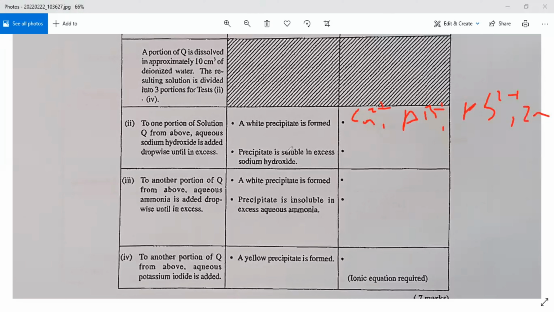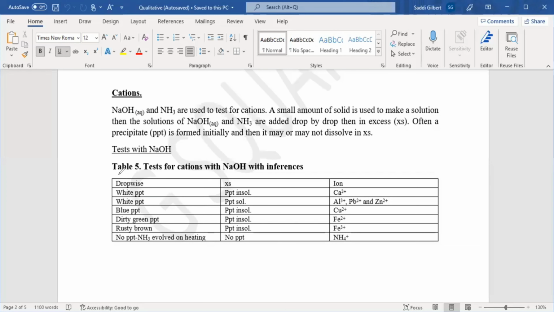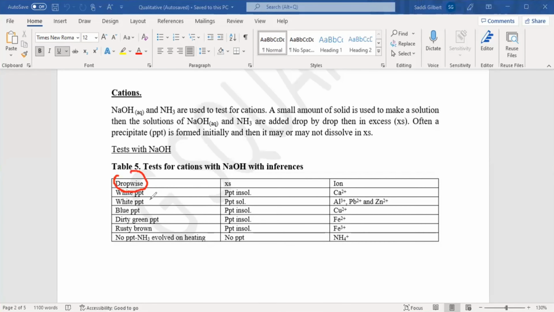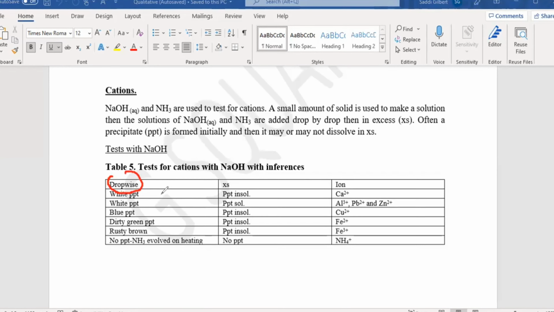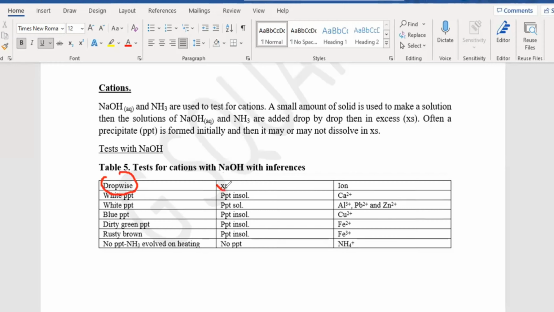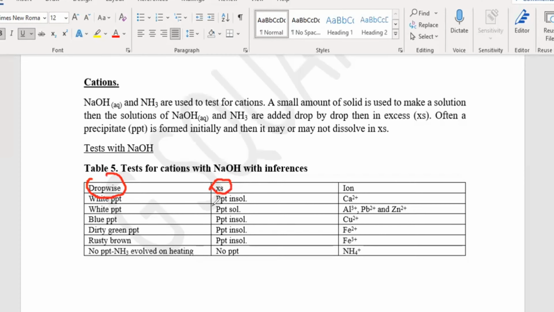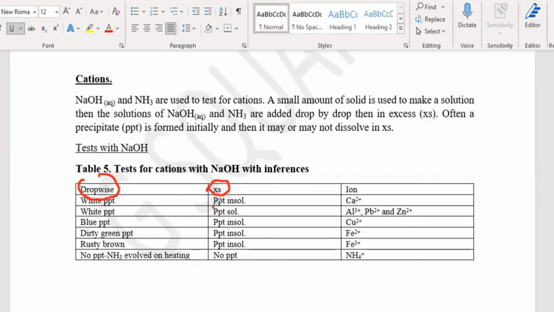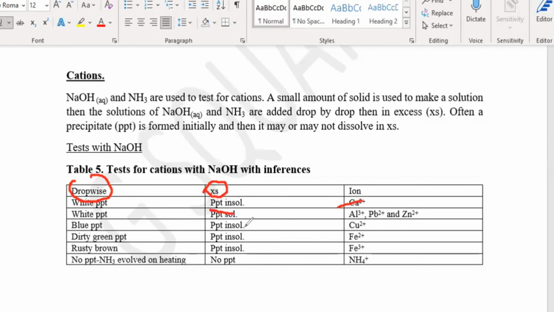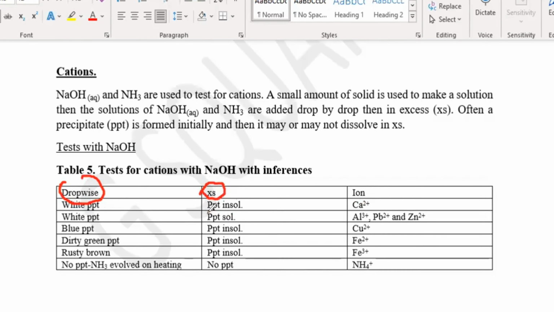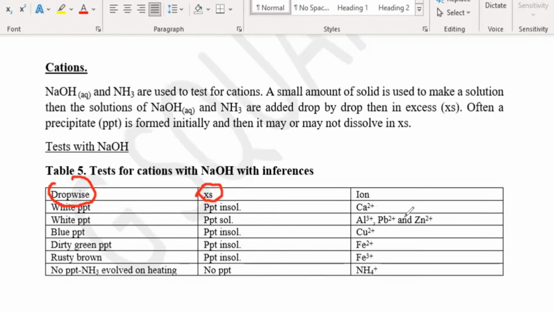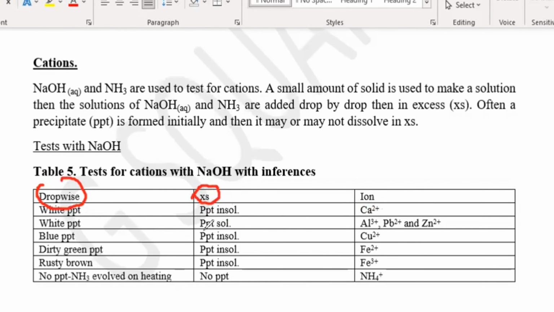Now it says here the precipitate is soluble in excess sodium hydroxide. So let me go back to the notes now and see which of these is soluble in excess. So I add the sodium hydroxide dropwise. I get a white precipitate. For calcium in excess, literally the letters XS, which means extra or excess, the precipitate is insoluble for calcium. But look here now, with excess aluminum, lead, or zinc, the precipitate is soluble.